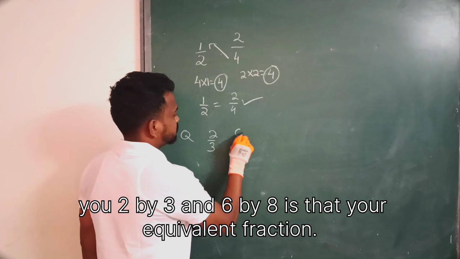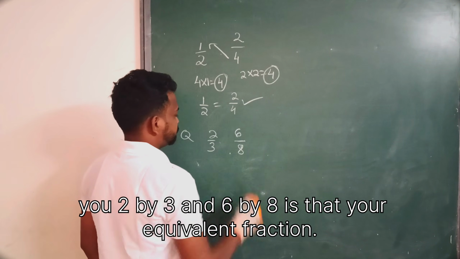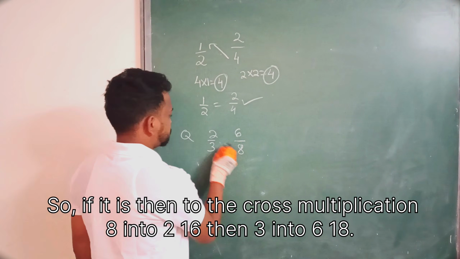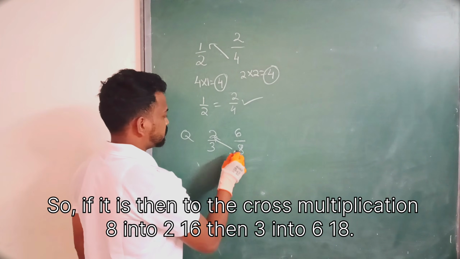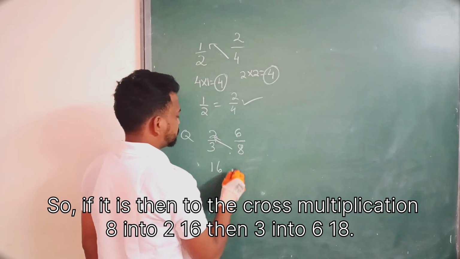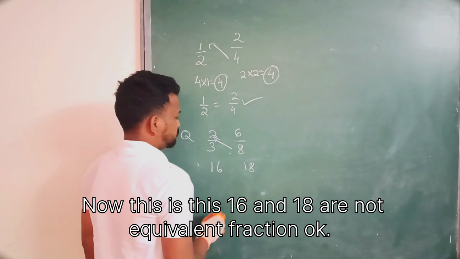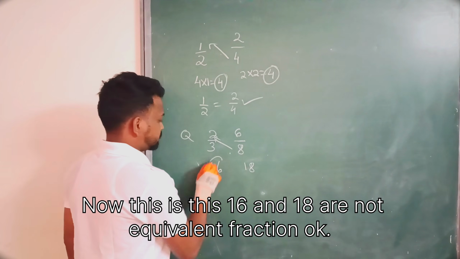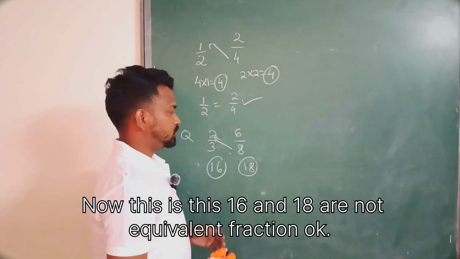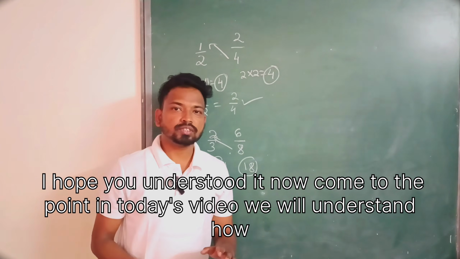But now let me check one more question. If the question gives you 2 by 3 and 6 by 8, are they equivalent fractions? Do the cross multiplication. 8 into 2 is 16, then 3 into 6 is 18. Now these 16 and 18 are not equal, so they are not equivalent fractions. Okay, I hope you understood it.